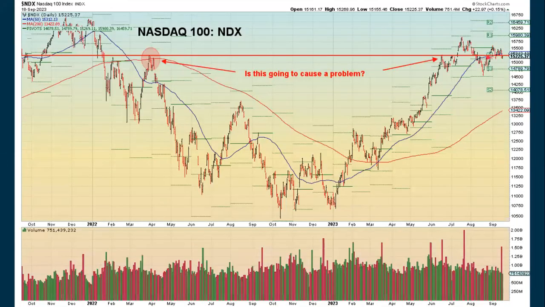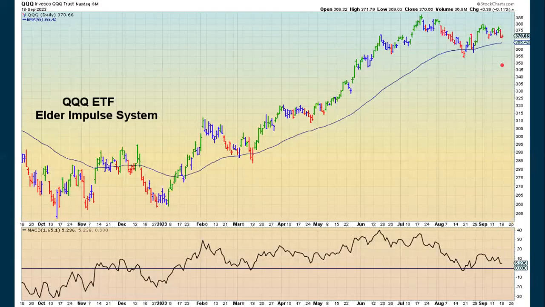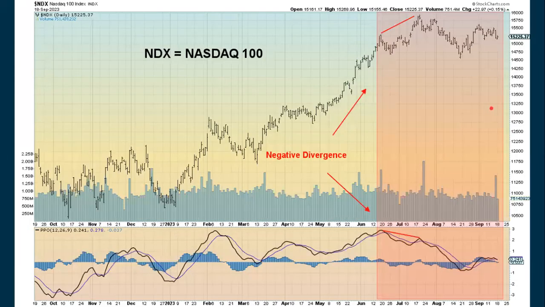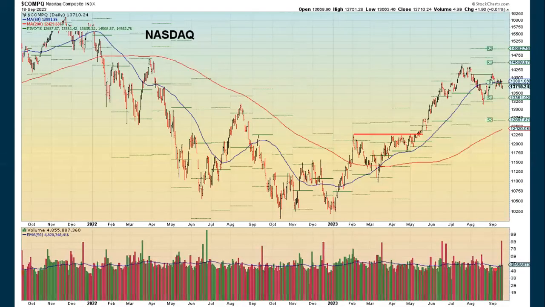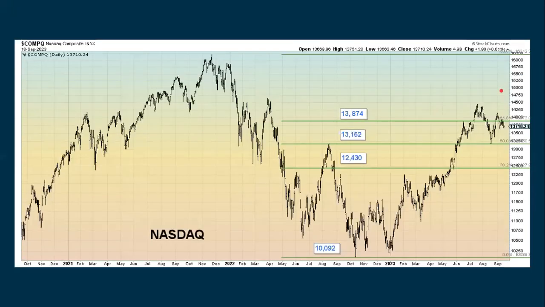The NASDAQ 100 is dropping just a little bit below this red line, which was a previous high. We're wondering, can we stay and get back above the 50-day moving average, or are we going to drop down below that? The Elder Impulse system for the Qs remains negative. The NASDAQ 100 momentum is starting to turn negative. We're rolling over with the PPO. The NASDAQ is still below its 50-day moving average, still below the pivot.